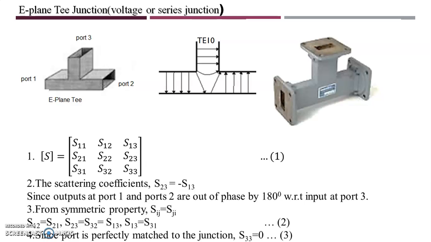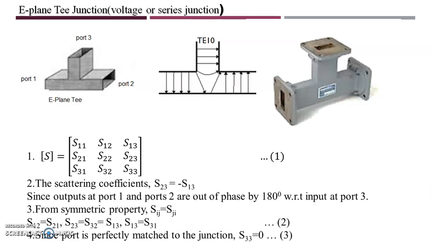Since the electric field lines change their direction when they come out of port 1 and 2, it is called an E-plane tee. The E-plane tee is a voltage or series junction symmetrical about the central arm. Hence any signal that is to be split, or any two signals that are to be combined, will feed from the E arm. The basic difference between the H-plane tee and the E-plane tee is that when you give the power at port 3, equal and out-of-phase power will come from port 1 and port 2. But in the H-plane tee, in-phase power will come.